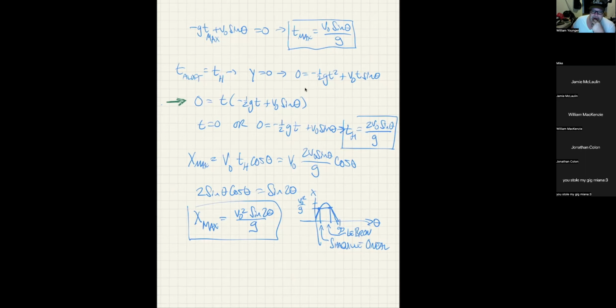So if I factored out the t and then rewrote the equation without that t, one option is t equals 0. The other option is this factor equals 0, and that's what that is. So if I set negative 1/2 gt plus v0 sine theta to 0 and solve for t, that gave me the actual t I wanted, which was 2v0 sine theta over g.